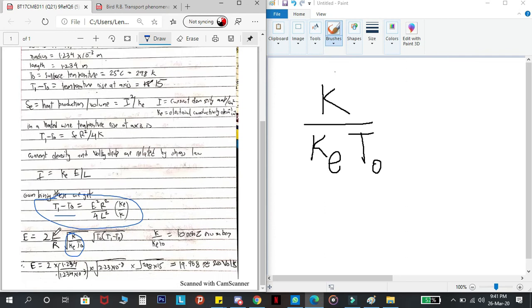This is your length of the wire, which is 1.234 meters. This is your radius of the wire, which is given as 1.234 mm. This is your Lorentz number, which is given as 2.23 into 10 power minus 8 volt square per Kelvin square. This is your surface temperature T naught, which is given as 298 Kelvin or 25 degrees Celsius. And this is your rise in temperature, which is 15 degrees. So substituting all of these values, we know everything except voltage drop. Substituting these, we get a voltage drop of 19.968 volts, which can be approximated as 20 volts. Thank you.